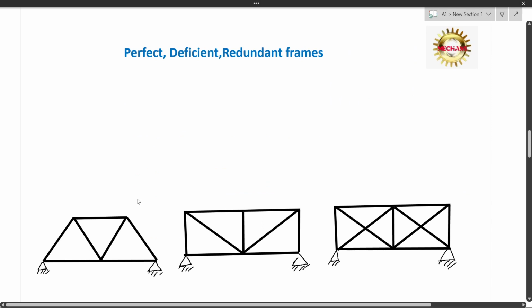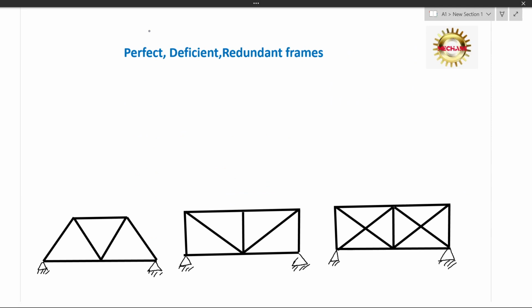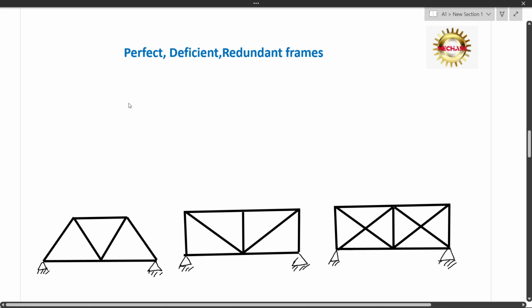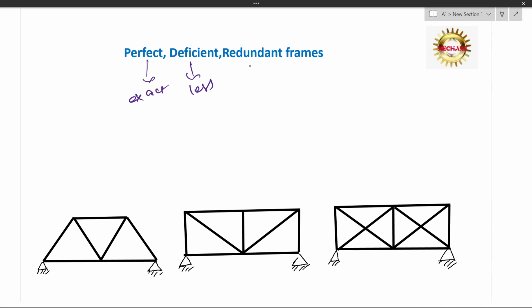So it is an important topic. Why? Because we need to find whether the truss or frame has enough members to withstand the external load. If it has the exact number of members to withstand the external load, that is a perfect frame. It has exact numbers. Deficient frame means it has fewer members than required. Redundant frame means it has more than required.